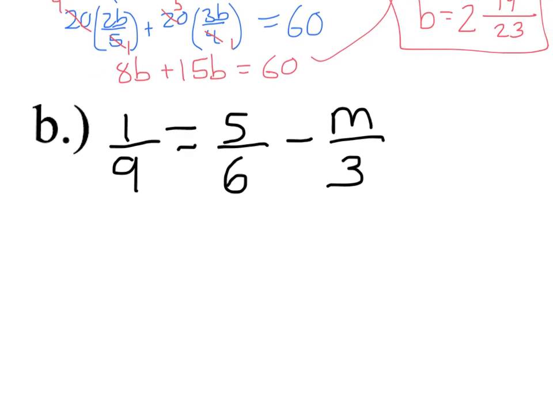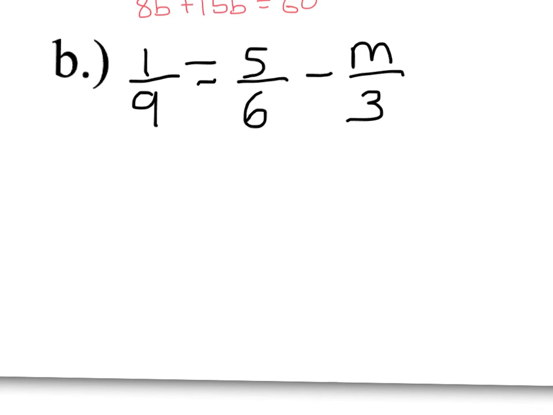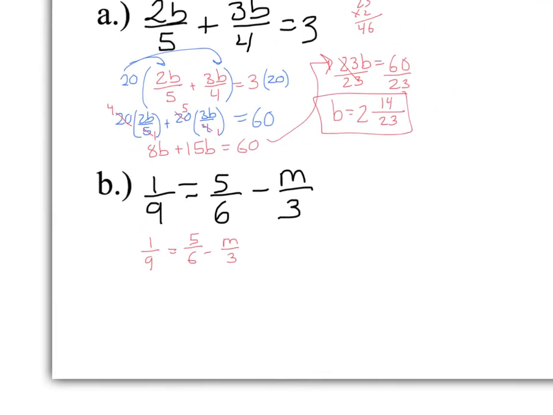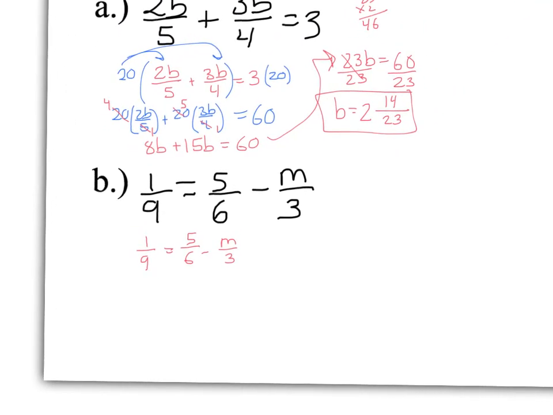Okay, let's try part B. We have 1/9 equals 5 over 6 minus m over 3. Now, this one is different than the last one, because in the last two, whatever it equaled wasn't actually a fraction itself. But now, instead of just worrying about the two denominators on the other side of the equal sign, we actually have to come up with a multiple of 9, 6, and 3, because we need to clear out the 9 as well.